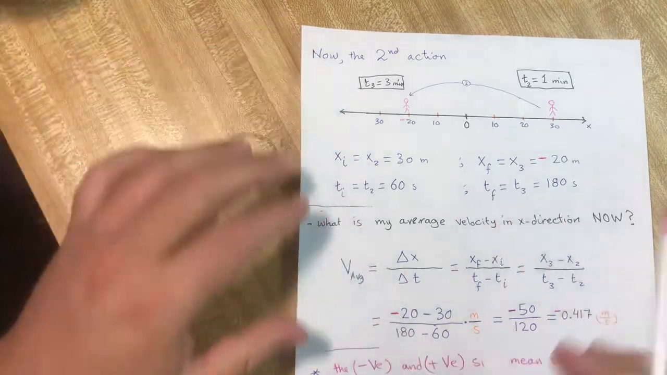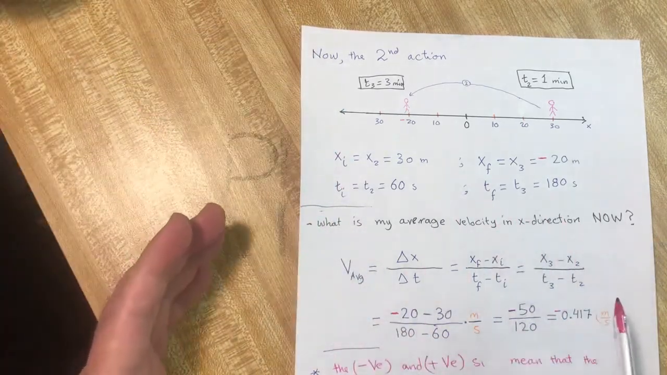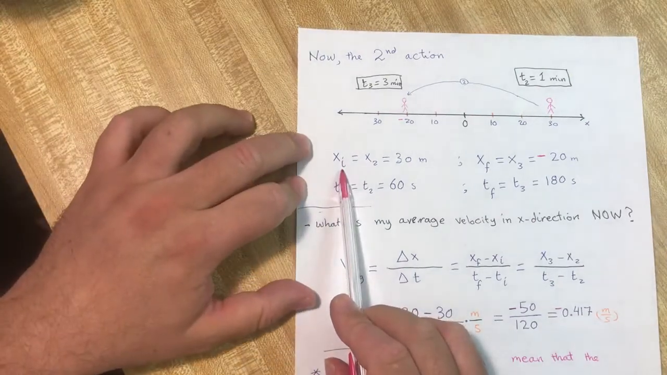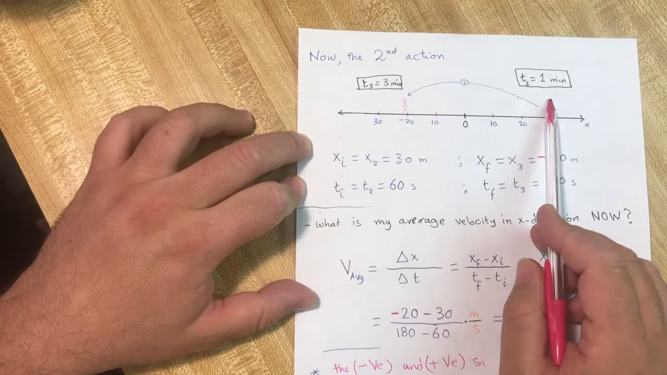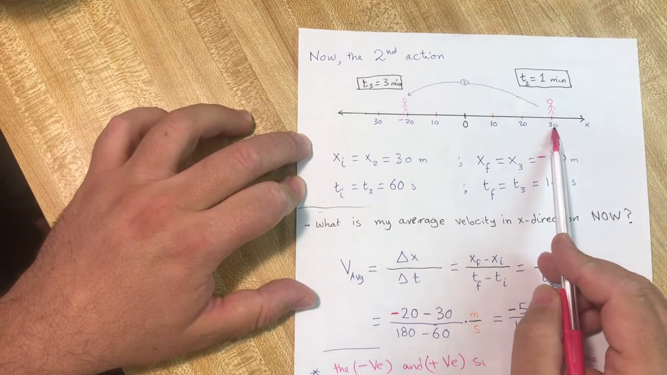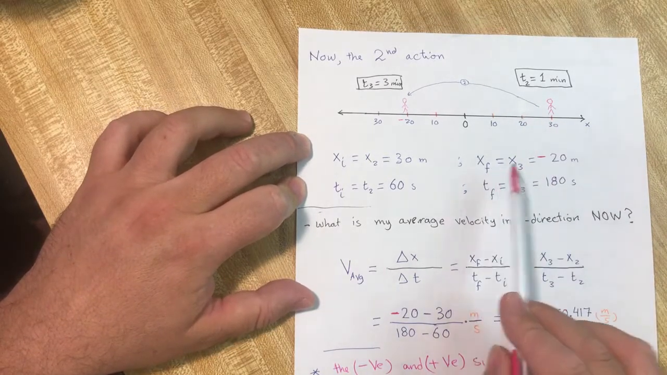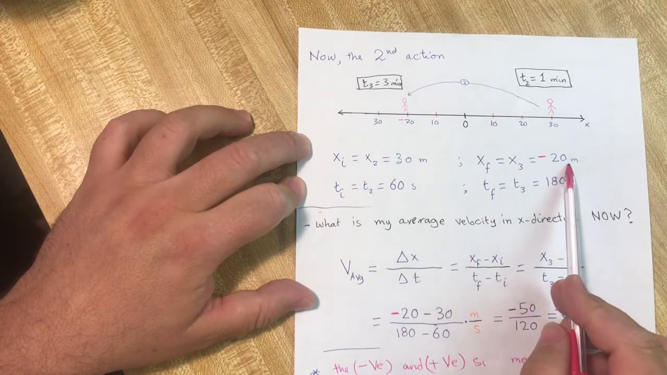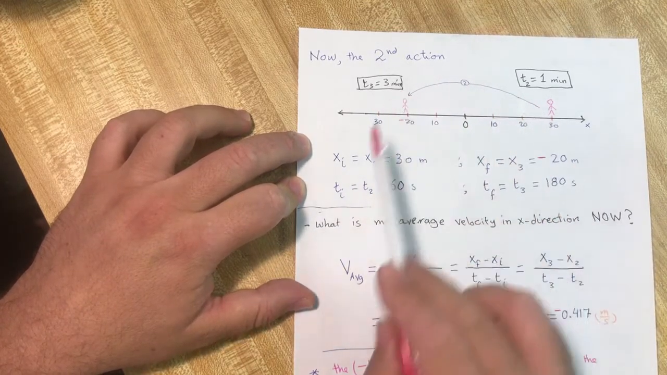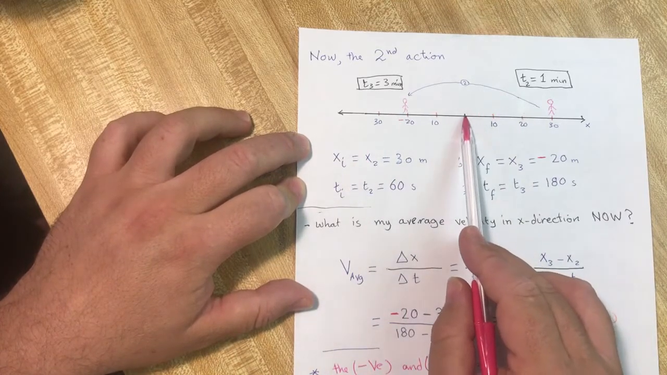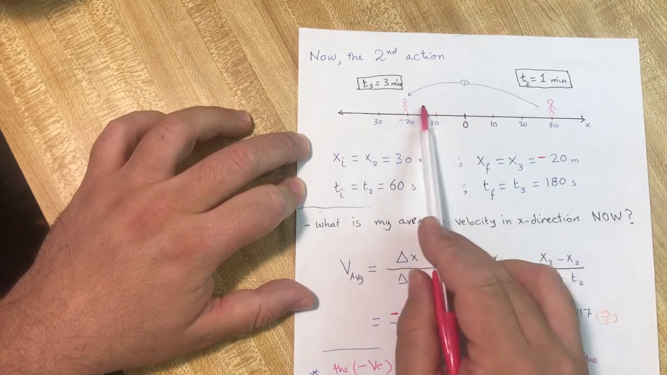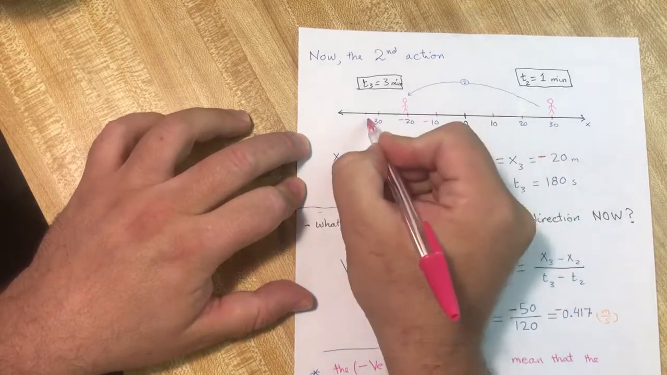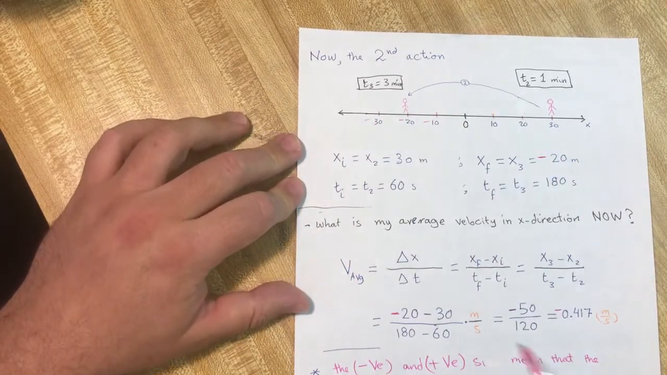Now in this stage, I have a new x initial and x final. X initial in this stage is x2, which is 30. X final is x3, which is minus 20 meters, because I go backward and I pass from my original place and go to the negative direction. This is negative direction, as we told you before. Okay, what about the time?